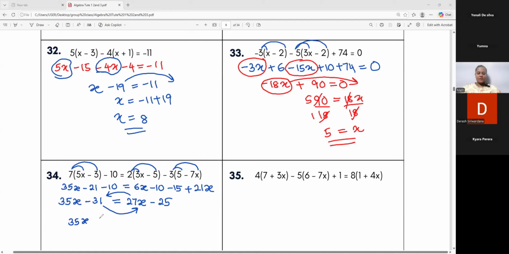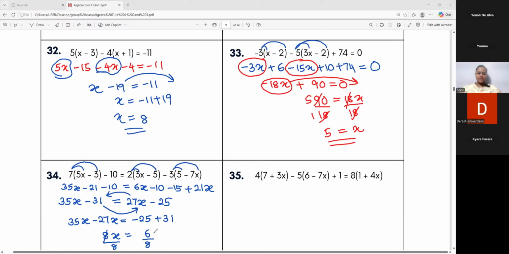35x minus 27x equals minus 25 plus 31. 35 minus 27: 15 minus 7 is 8, so 8x. Then 31 and 25, again different sign, subtract them: 31 minus 25, 11 minus 5 is 6, 3 minus 2 is 0. So it's 6. Then divide both sides by 8.